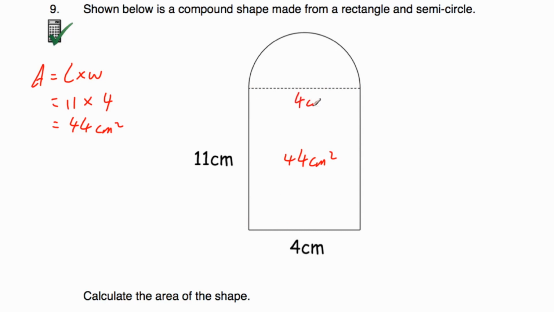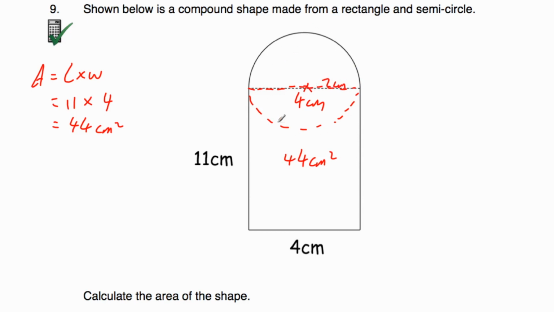So that's 4 centimeters going the whole way across here. So that means that if we turn this into a whole circle, and we find the area of the whole circle, we can then half it to find the area of the semicircle. And the radius of the whole circle, going from the center to the edge, would be 2 centimeters.